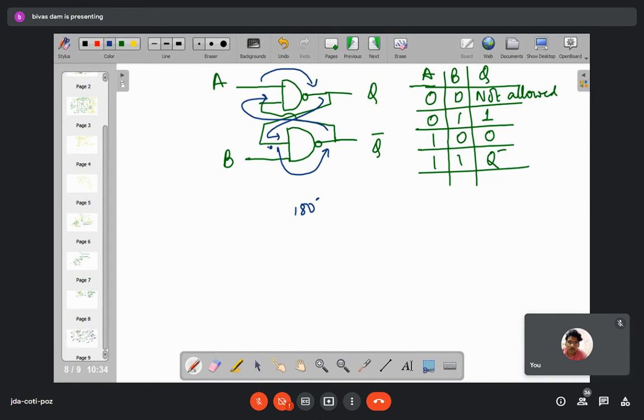180. Now from this input to Q bar, what is the phase shift? 180. So A to Q bar, what is the net phase shift? 360. From Q bar to this input, what is the phase shift? 0 degree. So A to this input, 360. So the net total phase shift encountered in the loop is an integral multiple of 2 pi, 360 degree. So that implies that this is nothing but one positive feedback loop. So in the case of this NAND latch, we have implemented one positive feedback.